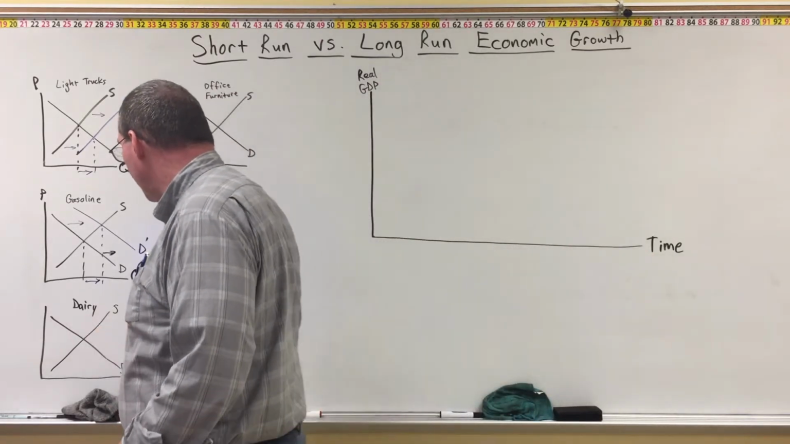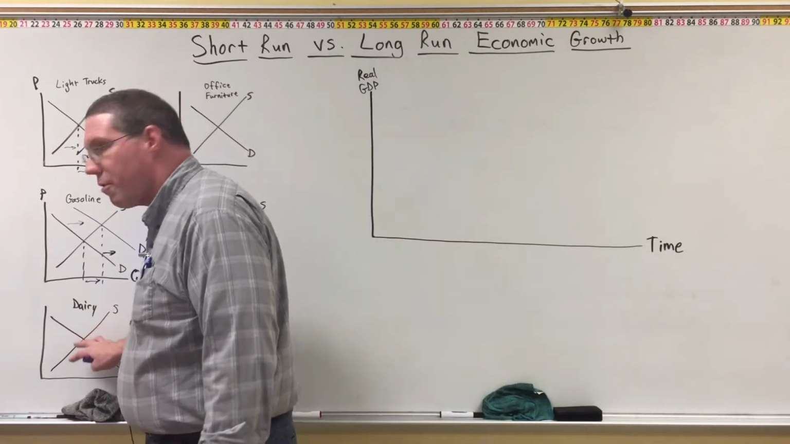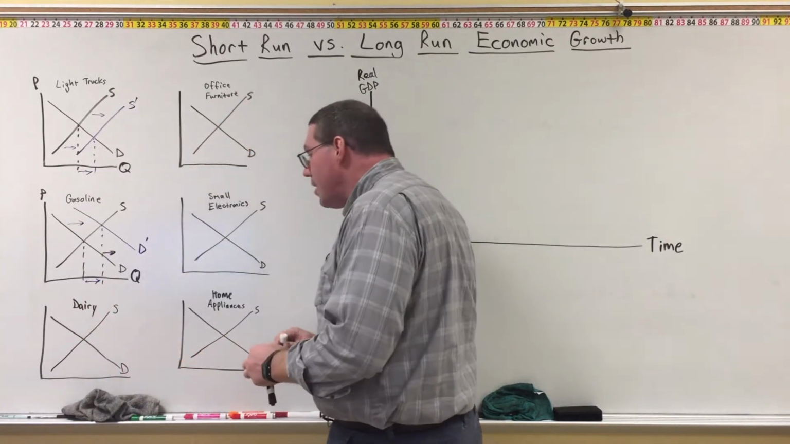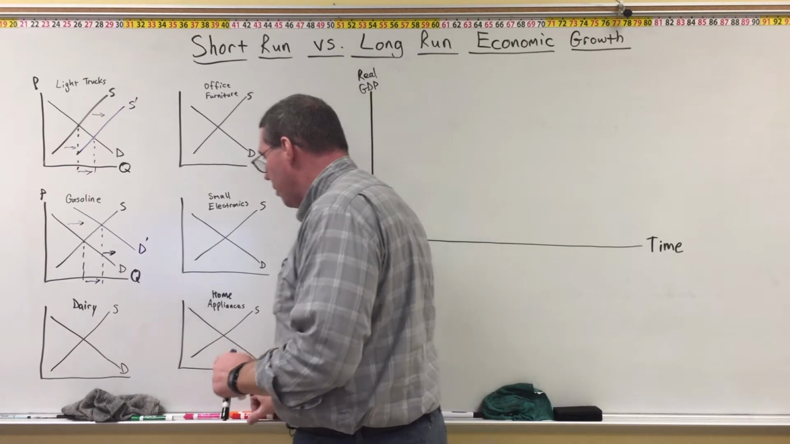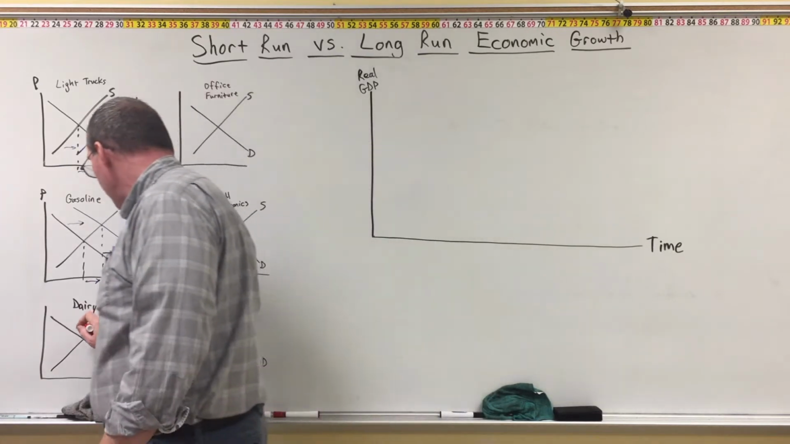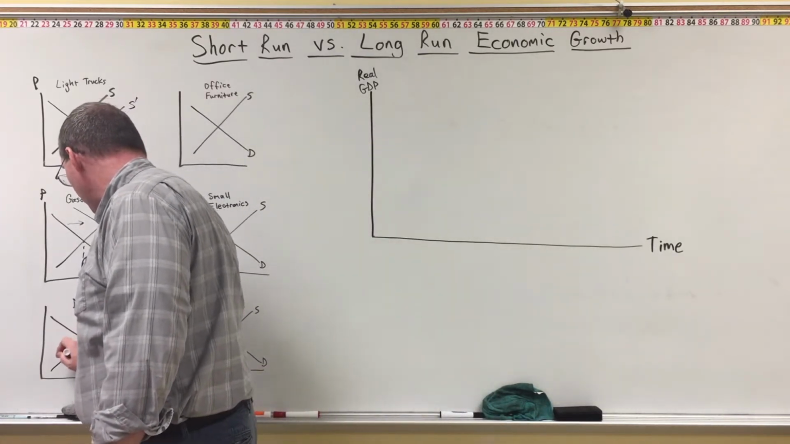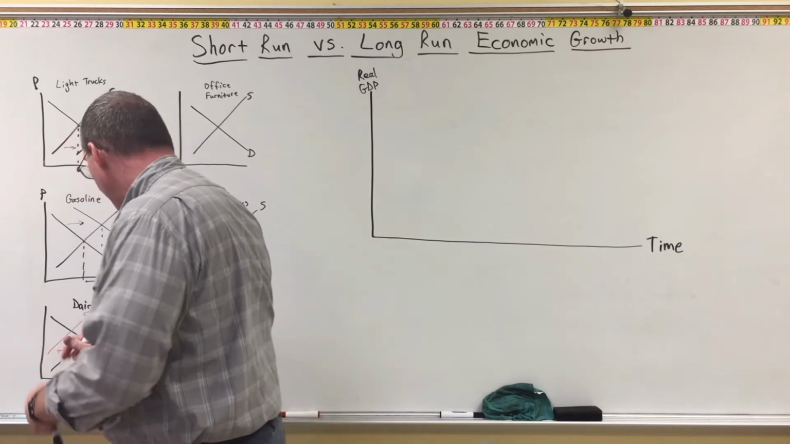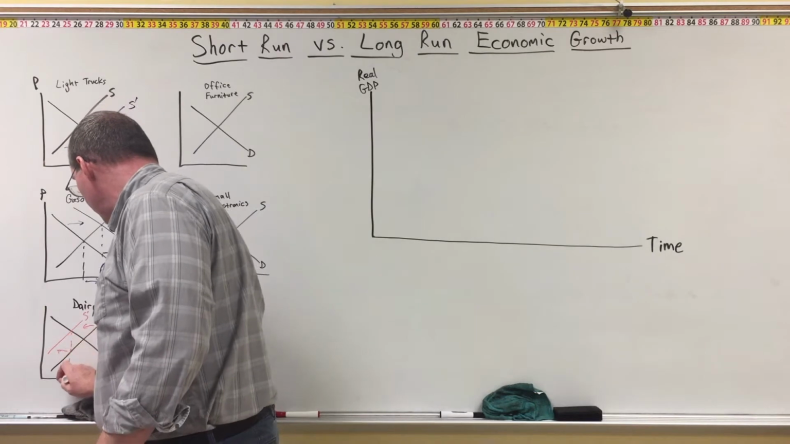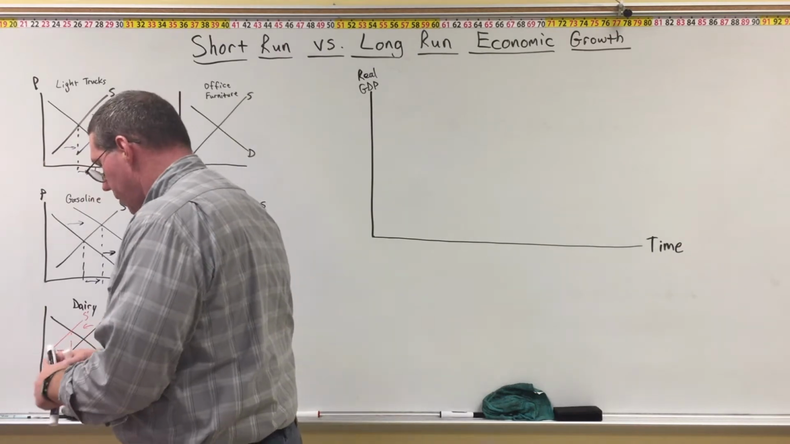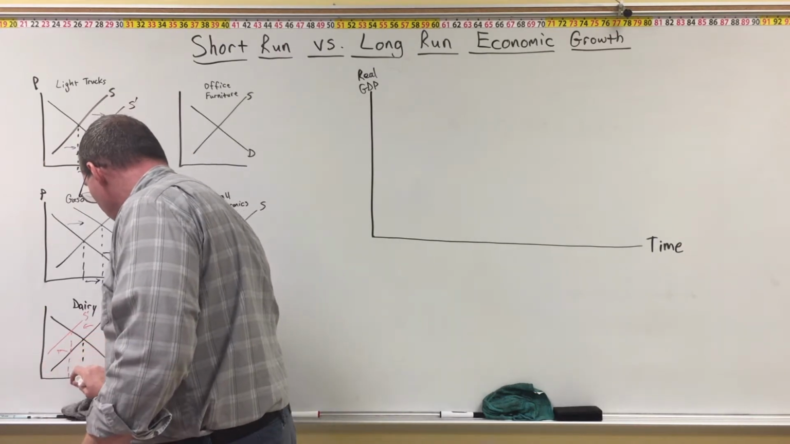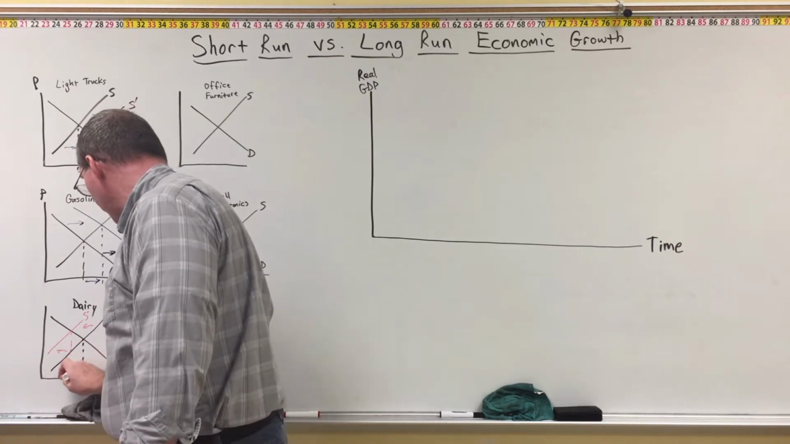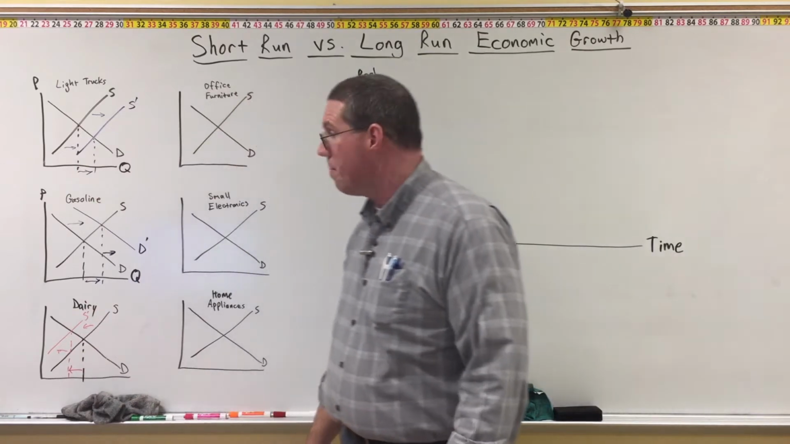But let's say that in the dairy market, the costs of doing business have gone up, and that means we're going to have a decrease in supply, because when production costs go up, supply goes down. So we'll have a decrease in supply. So we'll put S prime here. That's going to result in a decrease in equilibrium quantity, because it was here, and now it has gone backwards to here. So we have a decrease in output in the dairy market.